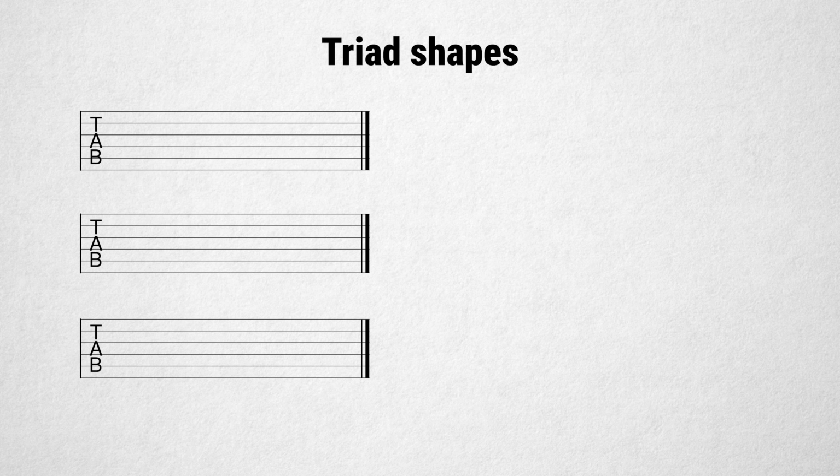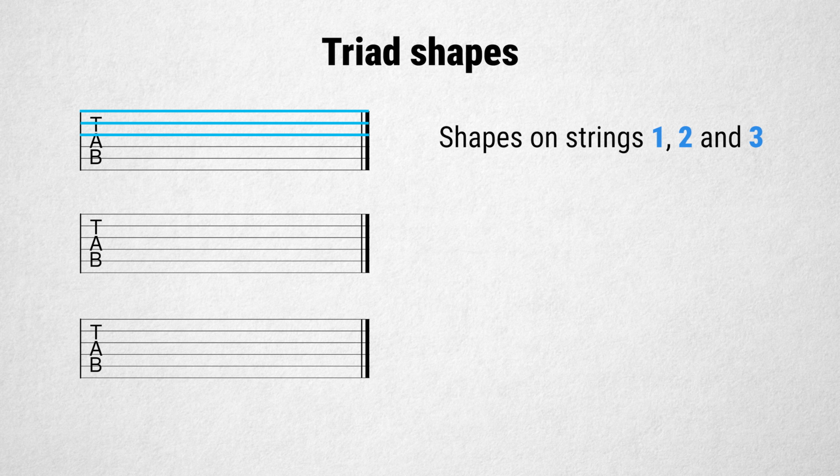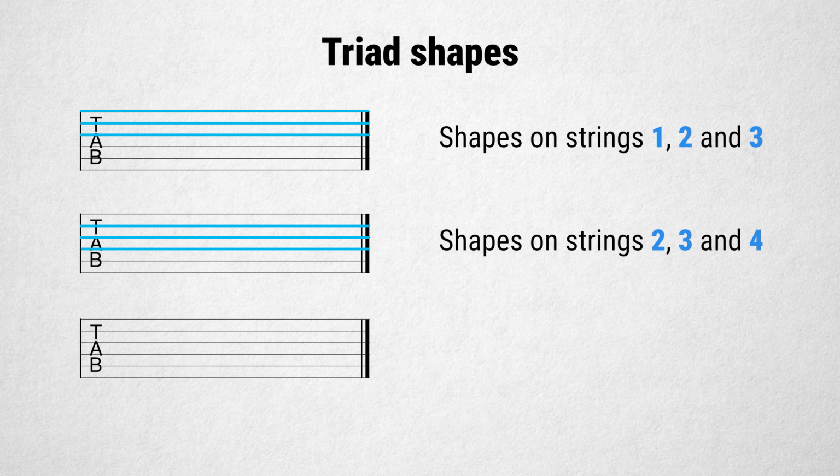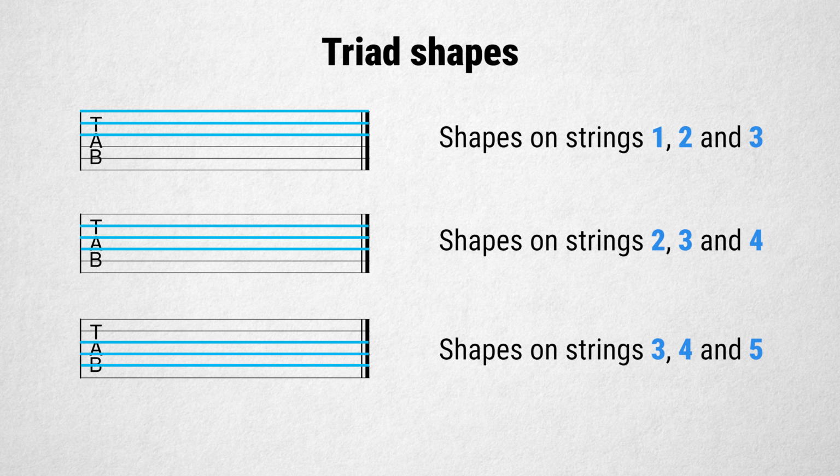Now, of course, triads can be seen as normal open chords like C major, G major and D minor. But triads are also played in their pure form, containing only 3 notes without duplicates. Now, the pure triads can be divided in 3 groups: shapes on strings 1, 2 and 3, shapes on strings 2, 3 and 4, and shapes on strings 3, 4 and 5. And the shapes on strings 4, 5 and 6 are the same as the shapes on strings 3, 4 and 5. Now, you'll find all the shapes in the PDF file linked in the description.